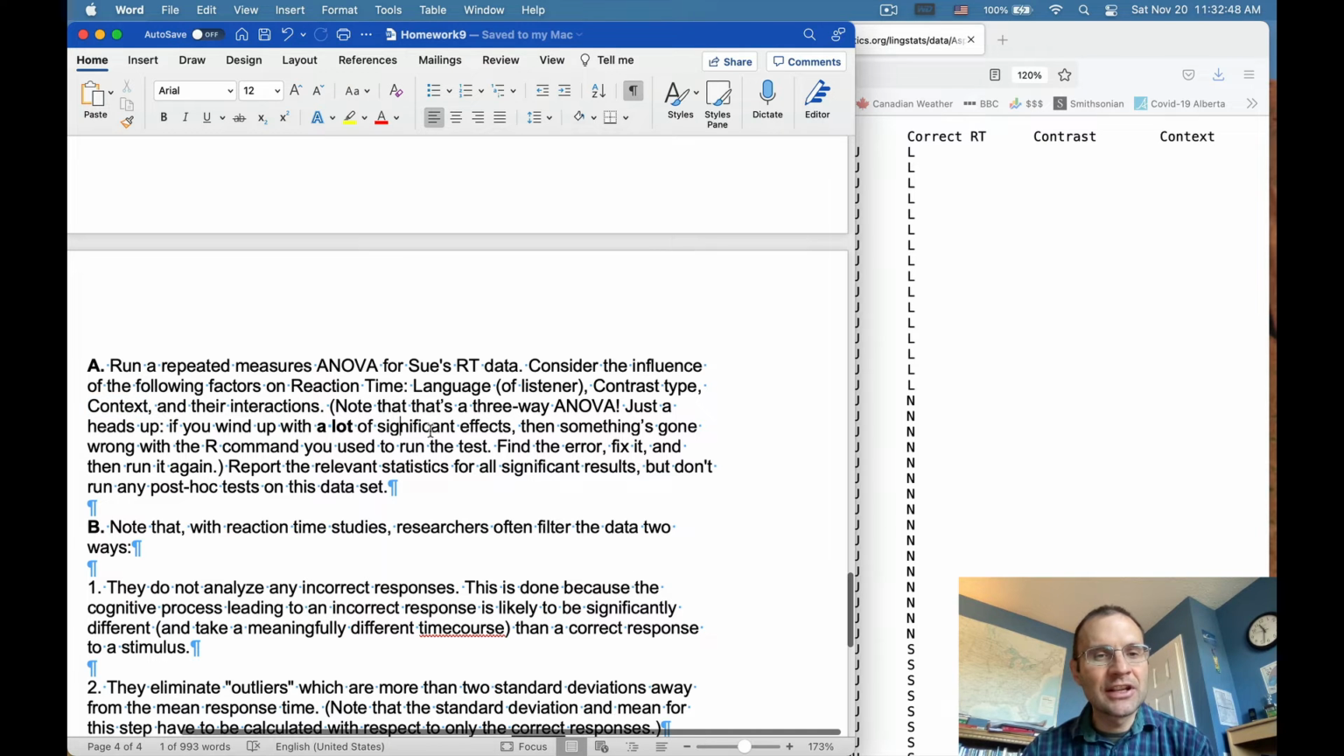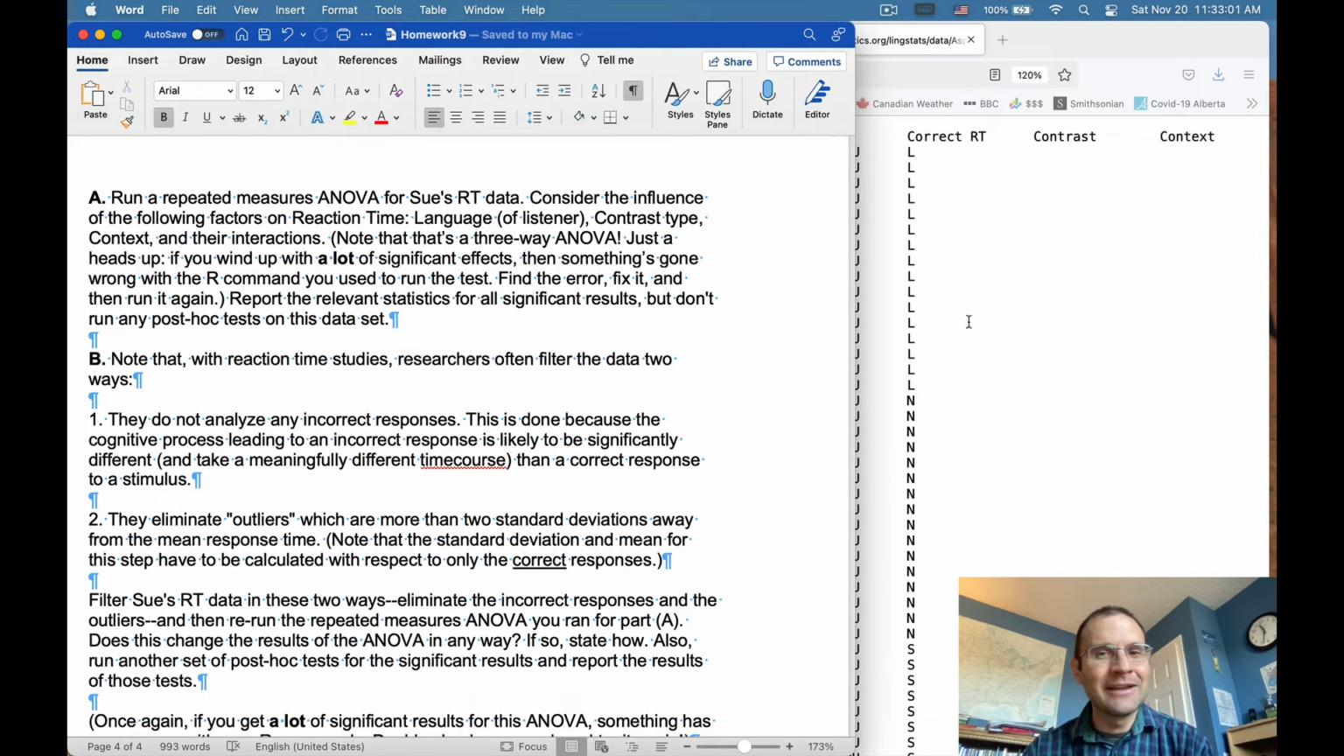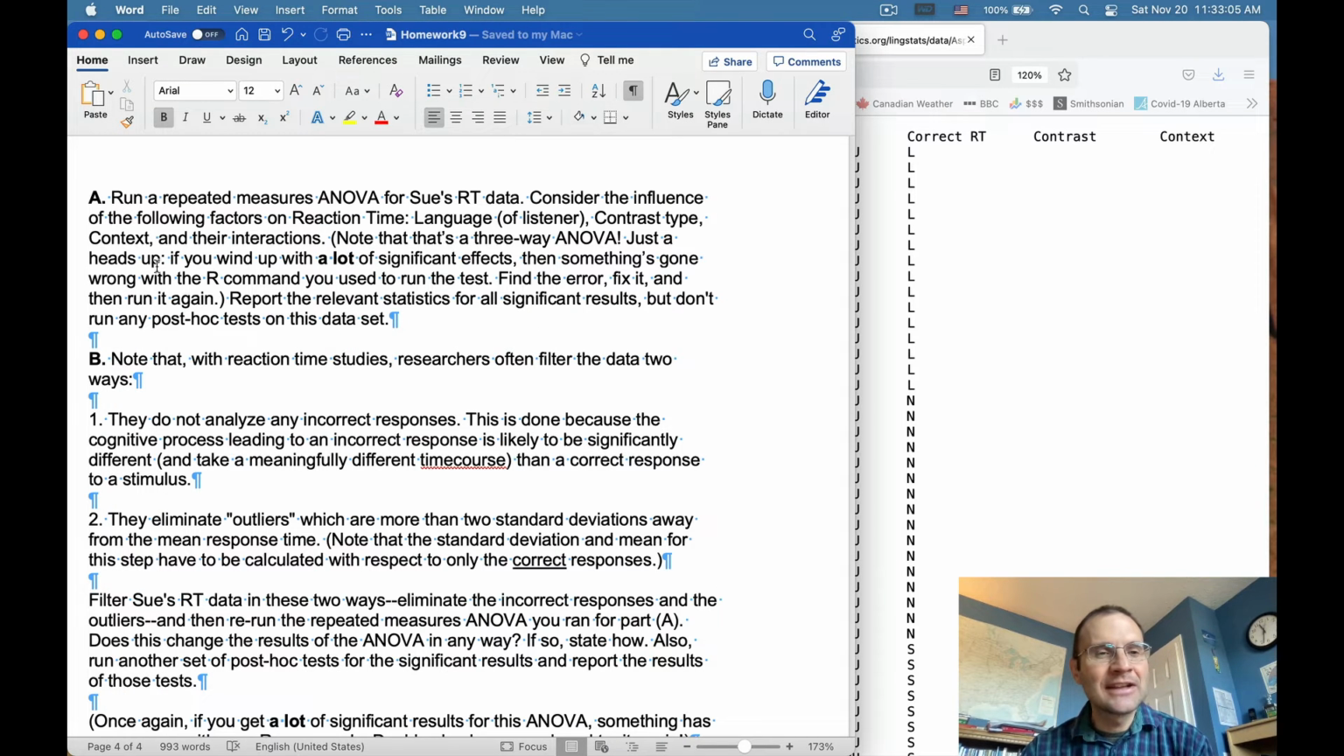So this is tricky because it's a three-way ANOVA, and so that can give you a lot of complex results, potentially. And I think I recommended you never should do more than a three-way ANOVA, so we're just going to limit it at that, even though there are other factors here that are of interest that we could look at. So just a heads up, if you wind up with a lot of significant effects when you run this repeated measures ANOVA, then something's gone wrong with the R command you used, which is easy to do with a repeated measures ANOVA. So in that case, find the error, fix it, and run it again.